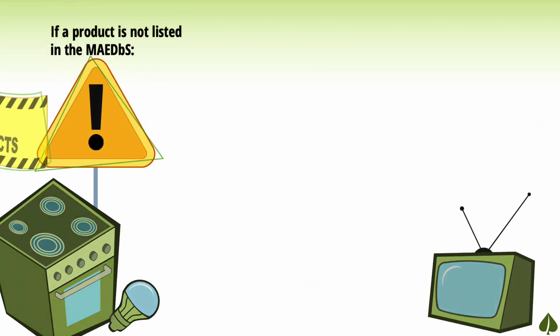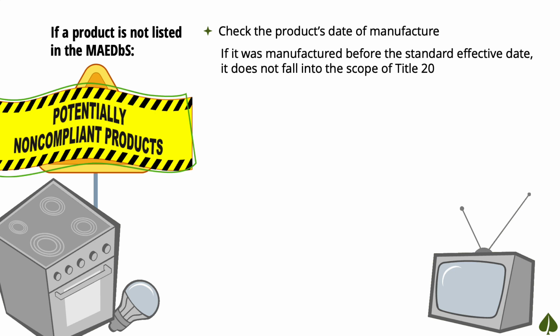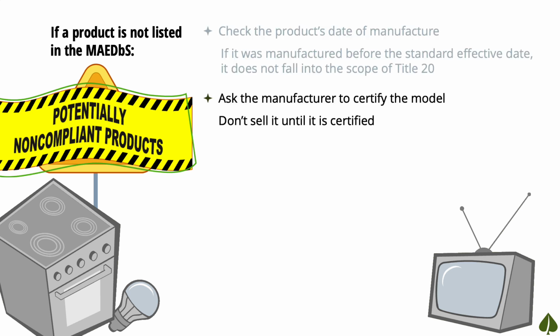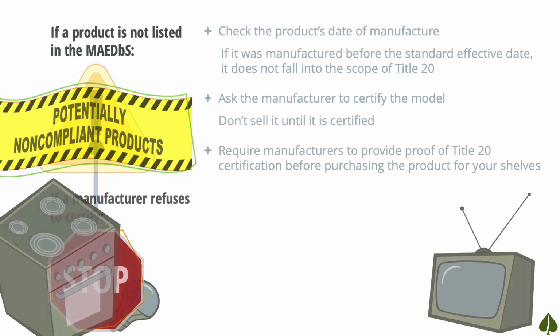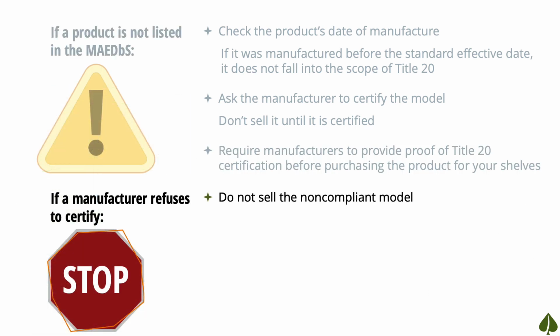If a product is not listed in the MAEDbS, it could be that the product was manufactured before the standard effective date, meaning that it does not fall in the scope of Title 20. To be certain, you can contact the manufacturer and ask them to certify their product to the MAEDbS. You should refrain from selling the product until it is certified. You can also require manufacturers provide proof of Title 20 certification before purchasing the product for your shelves. And lastly, if a manufacturer refuses to certify, do not sell the non-compliant product. You could be held liable down the line.